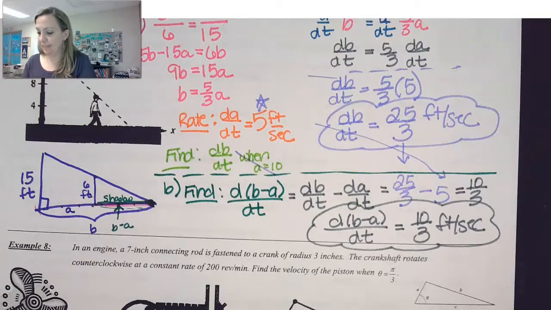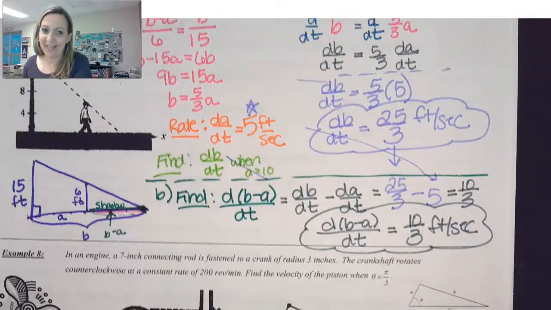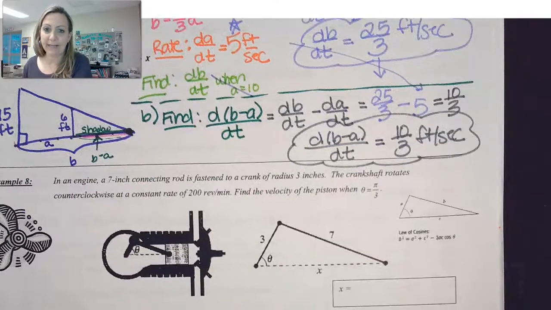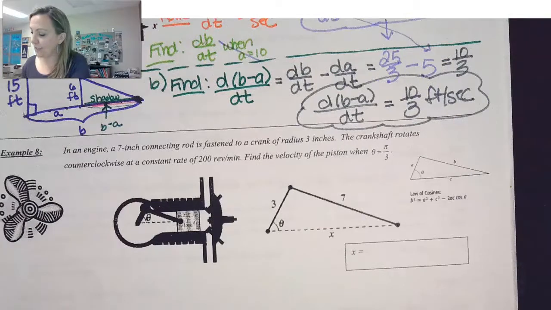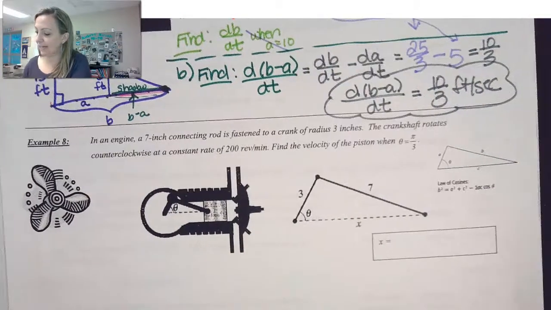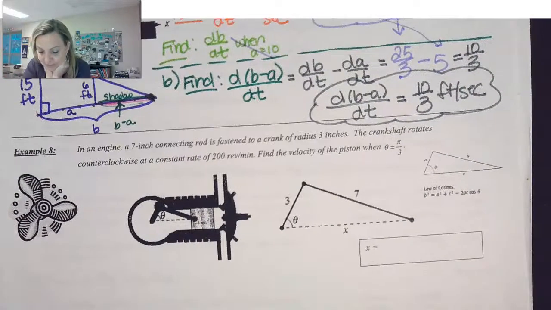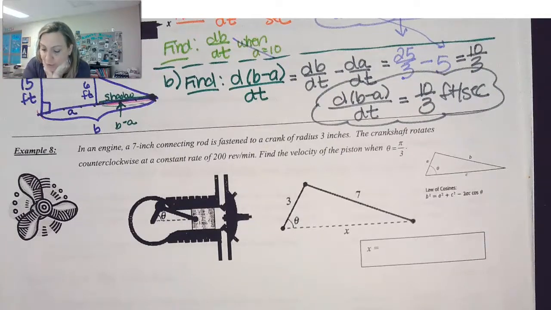Okay. Example 8, last one. I don't know why there's a delay. All right, in an engine, a 7-inch connecting rod is fastened to a crank of radius 3 inches. The crankshaft rotates counterclockwise at a constant rate of 200 revolutions per minute. Find the velocity of the piston when theta equals pi/3.